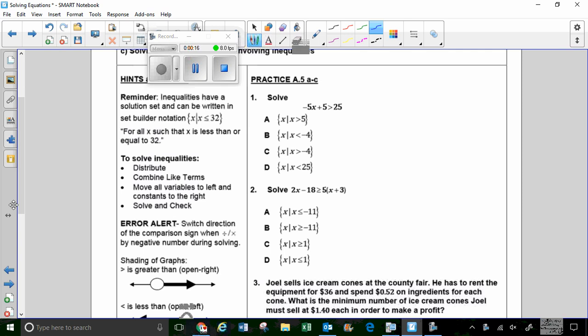Alright, so remember when you're solving inequalities, it's super similar to solving equations. The only difference you have to keep in mind is flip the sign when you divide or multiply by a negative. So for the first one, I'm just going to go ahead and solve like a regular equation.